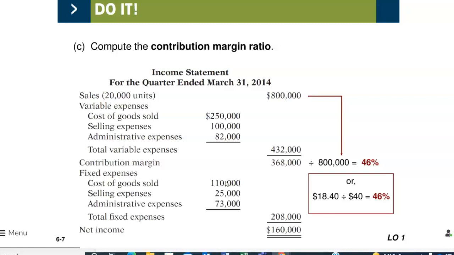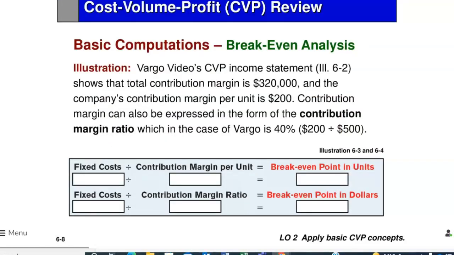Now the fixed costs are 208, so the profit here is 160. So that's what we can use now. We can use the contribution margin total, contribution margin per unit, which is 1840, or the contribution margin ratio. How do I use it? Well, I can use it to determine break even, target net income, and so on.